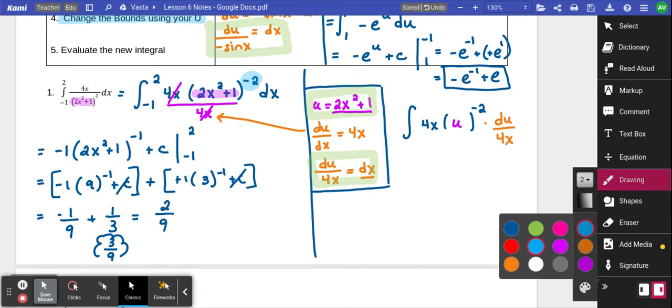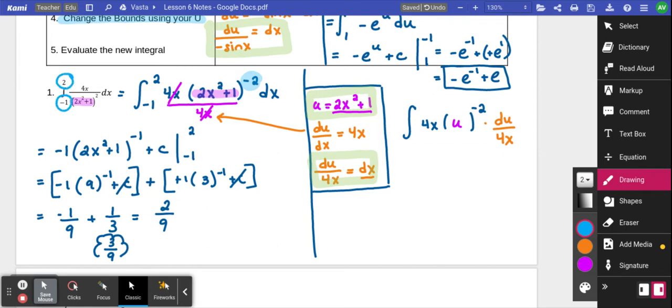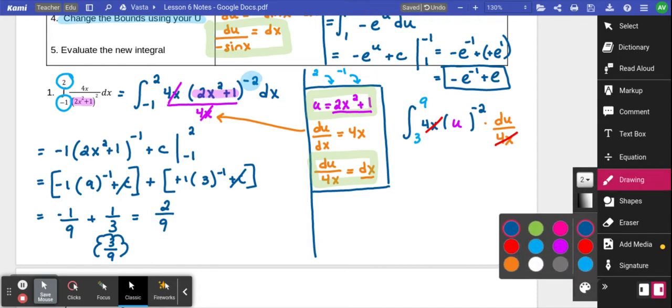Now I do need to change my bounds. So in order to change my bounds, I'm going to take this 2 and this negative 1, and I'm going to plug them into this top equation here. So I'm going to plug in 2, and I'm going to plug in negative 1. When I plug in 2, I get 9. And when I plug in negative 1, I get 3. Now, the nice thing is that unlike here where I just divided by the chain, this sort of divides by the chain for me. The 4x's cancel. It sort of sets it up so that I can see that it divides really easy.